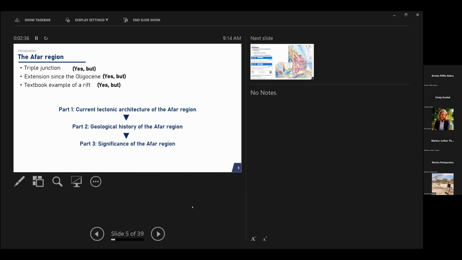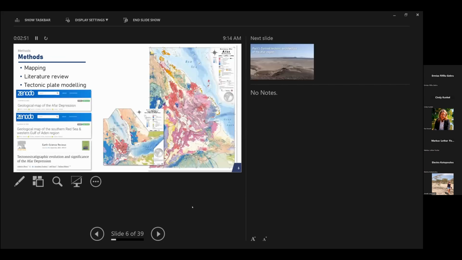But the three first points here, the triple junction, the extension history, and the significance, are going to be the structure of my presentation. So we'll first discuss the current tectonic architecture, then the geological history, and then the significance.